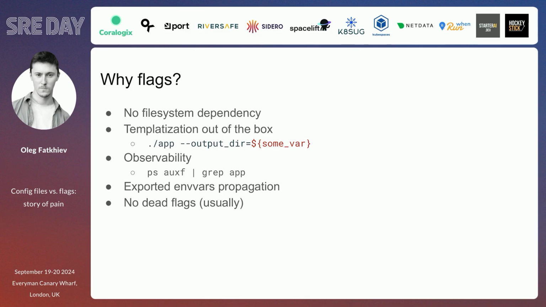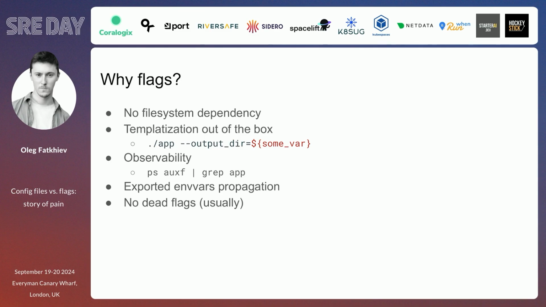Why flags, you might ask? No file system dependency. The templateization goes out of the box. We can use all the power of shell if you want to access shell variables or even execute some small commands to calculate the value of the field. Since we don't have file system dependency, we have better observability. We can just ps our command and we see the run command, the whole config of it. And sometimes exported envar propagation. So in the example with kubeconfig, if we spawn more applications within our applications, like subcommands, we don't even need to specify the config, it's just going to be propagated.